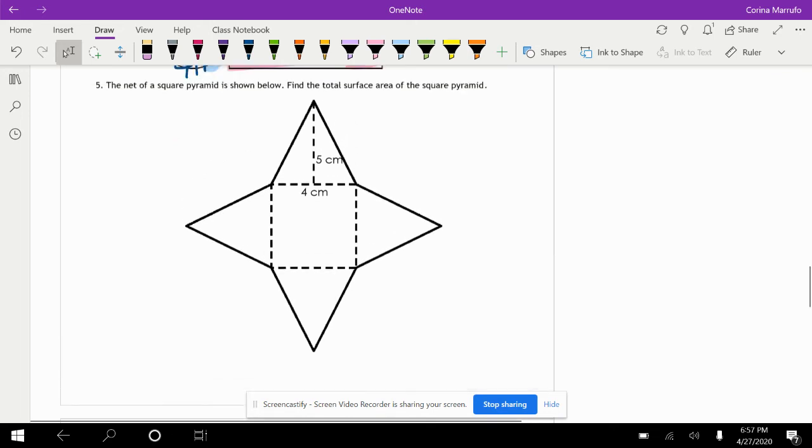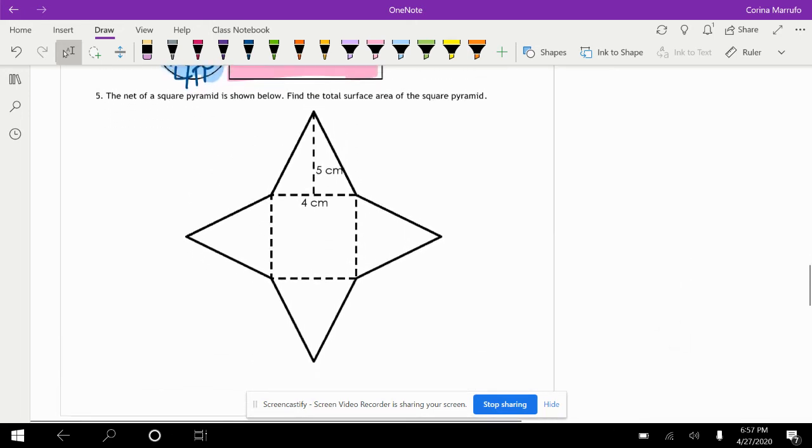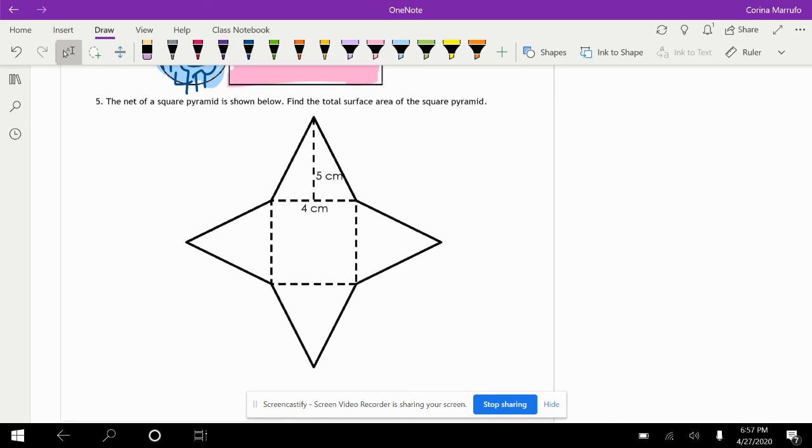All right, the next example. So here it says the net of a square pyramid is shown below. Find the total surface area of the square pyramid. So since this is a pyramid and it's a square pyramid, that means this is a square right here. That means that both of the dimensions are going to be exactly the same. So it's going to be 4 times 4, which is going to give me 16 centimeters squared, because it's a square pyramid.